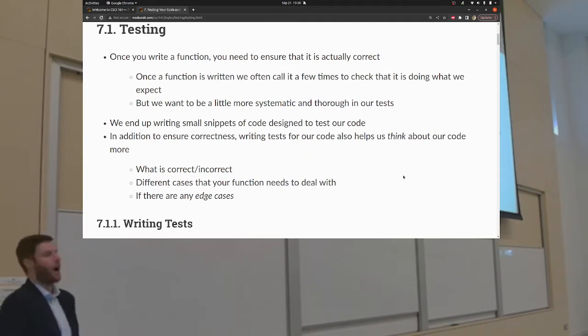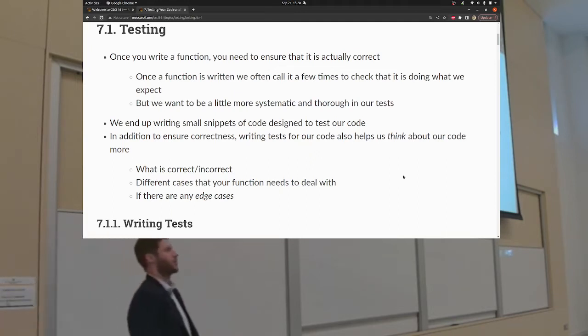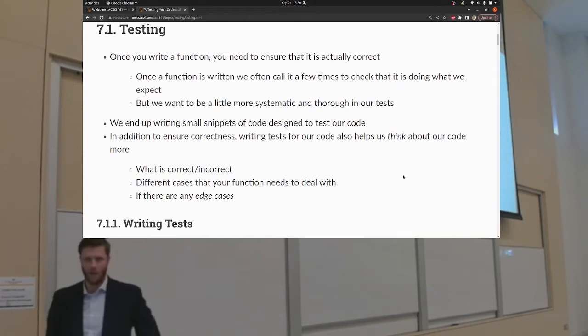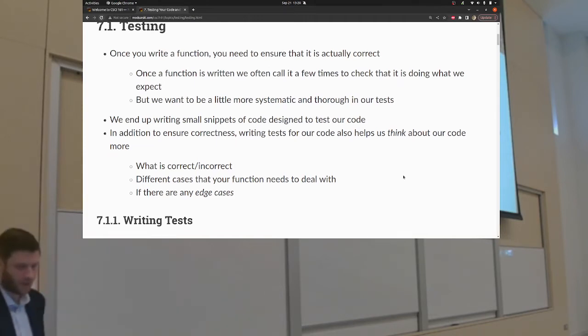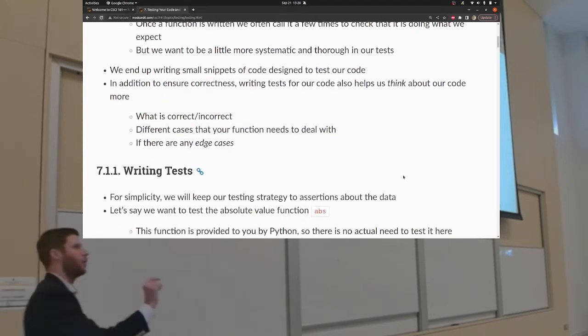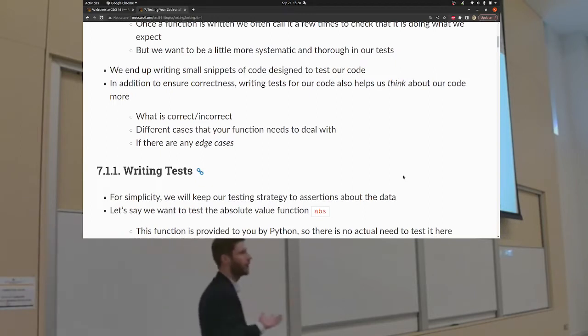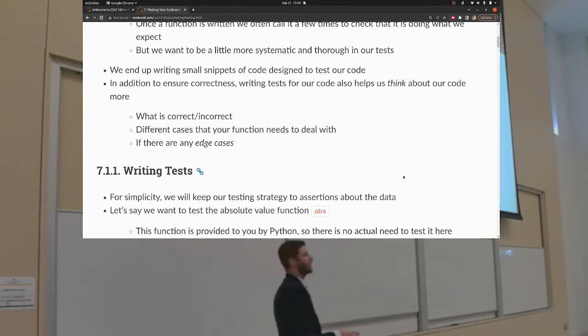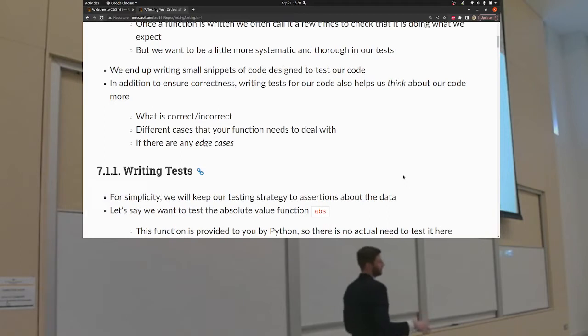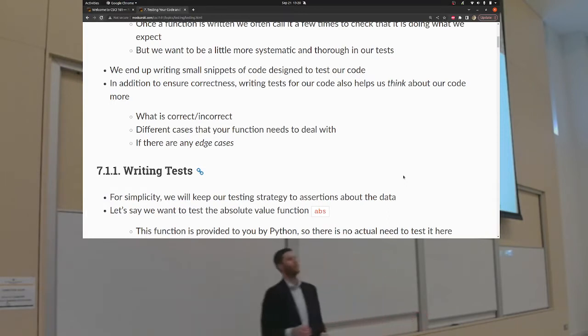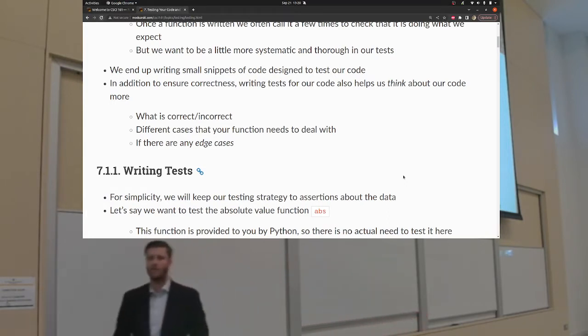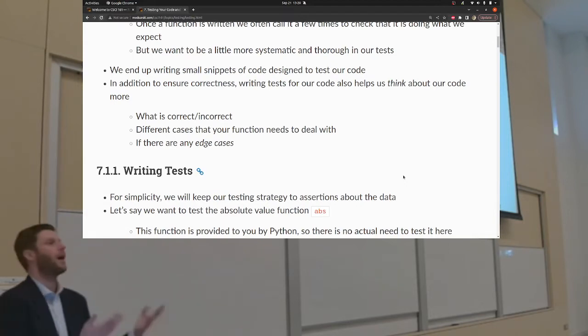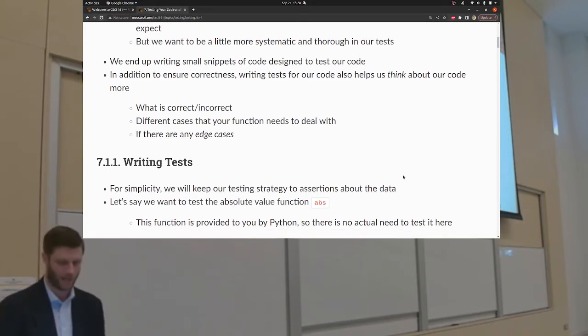Once we write a function, often we want to run it a couple of times to make sure it seems to be working the right way, but we want to be a little bit more systematic in how we do it. So what we do is we write little chunks of code designed to test our code. And then if you're going to say, well, do we write code to test the testing code? Well, no, we draw the line somewhere. We'll write little pieces of code to run our functions to help us know if it's correct.